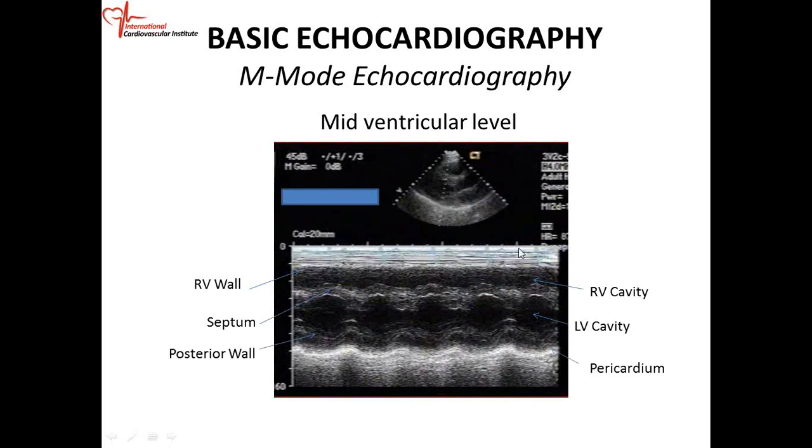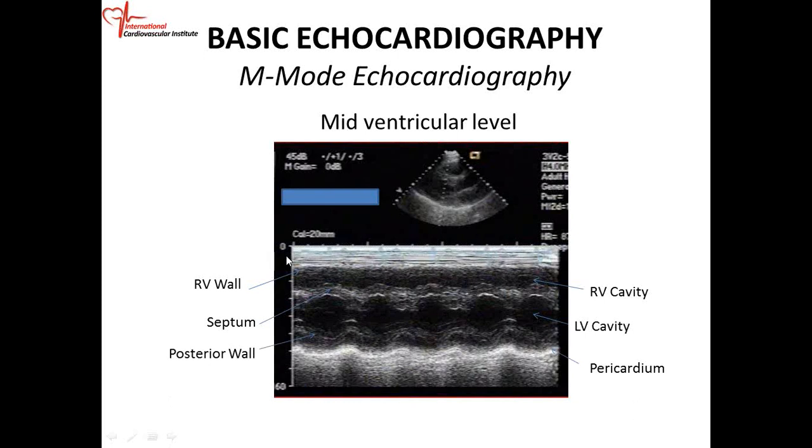Okay? So again, the first structure is the chest wall. Okay? After the chest wall, you have the pericardium. Okay, the pericardium is just outside of the RV wall, the wall of the RV. Then you have the RV cavity. You have the septum. You have the LV cavity and the posterior wall.